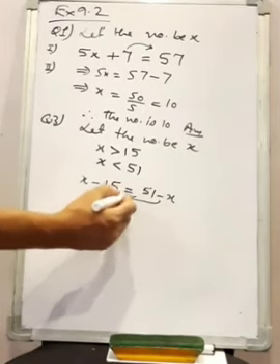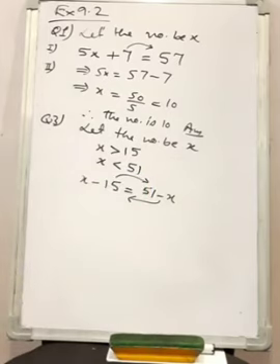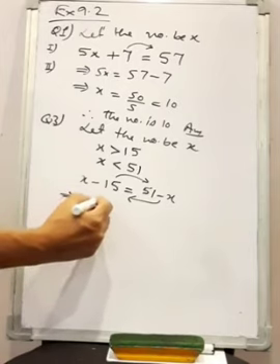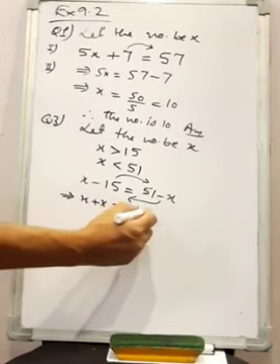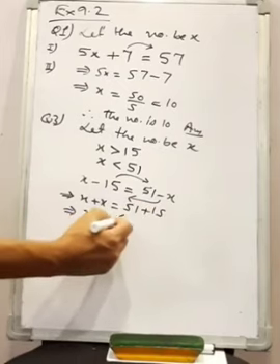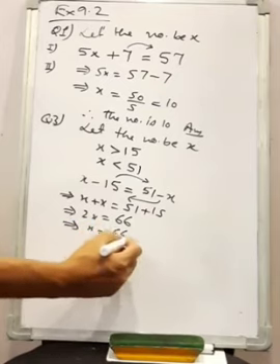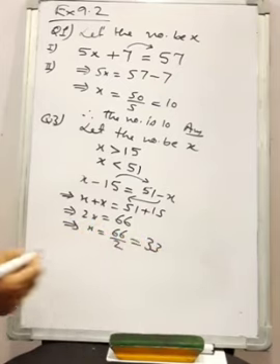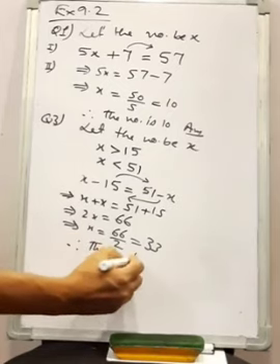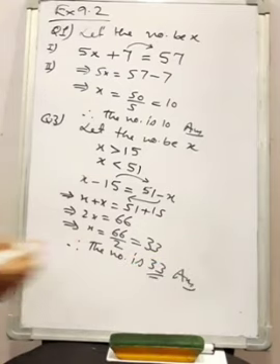So this will be shifted to this side. Variables on one side and constants on the other side. This you have learned. So x plus x equal to 51 plus 15. So 2x equal to 66. So x equal to 66 divided by 2, that is 33. So therefore the number is 33. This is the answer. Right?